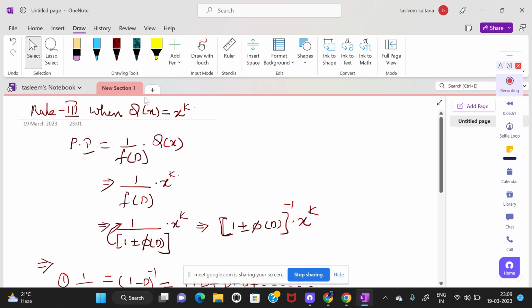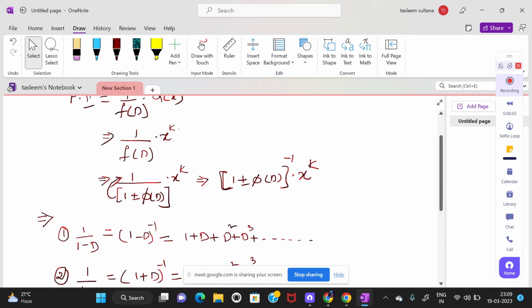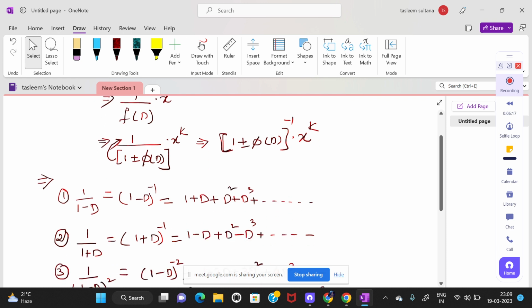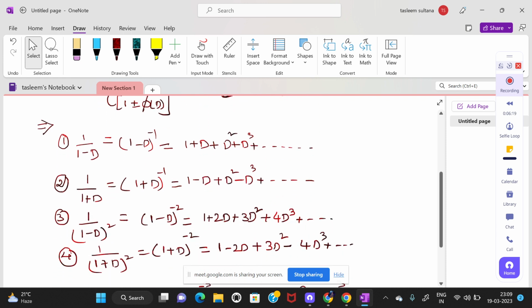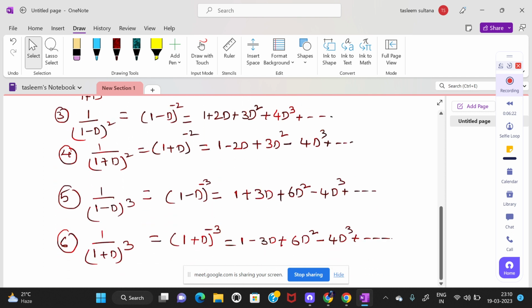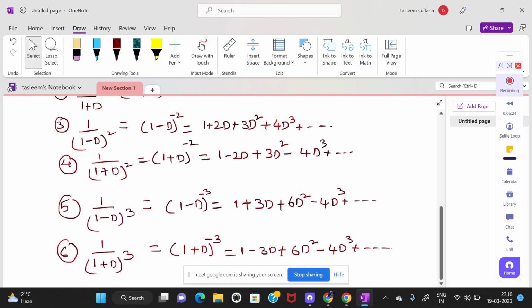When Q of x is equal to x to the power of k, your PI formula is 1 divided by f of D into Q of x, where you reduce your f of D into the form of 1 plus or minus phi of D by taking the lowest degree term. After that, you take it to the numerator so that you can use the binomial expansion. These are the 6 binomial expansions that you have to have at your fingertips to solve the problem.